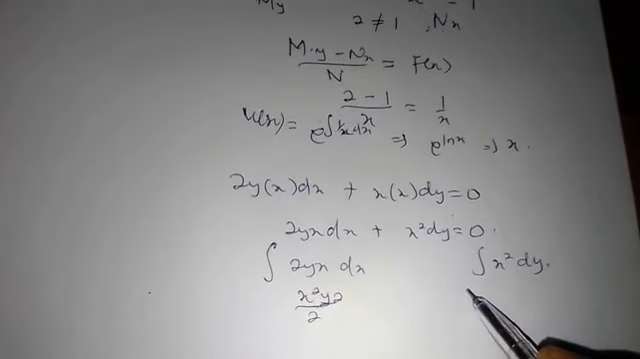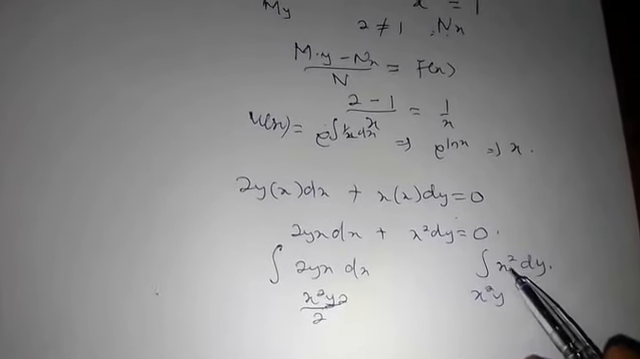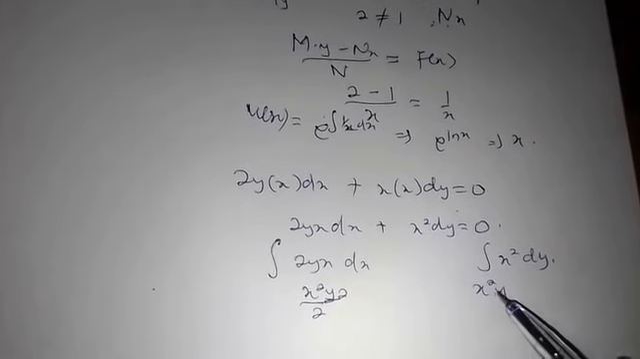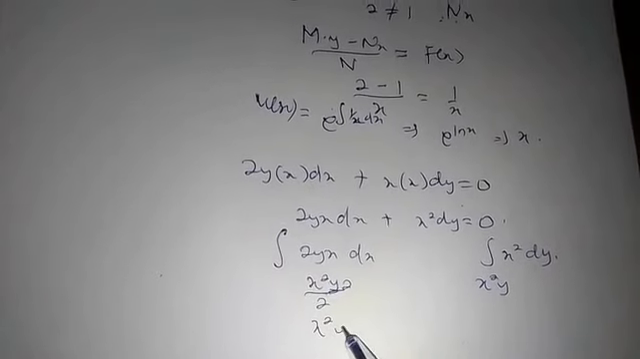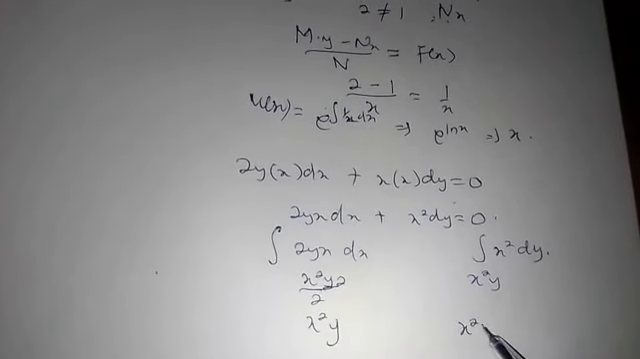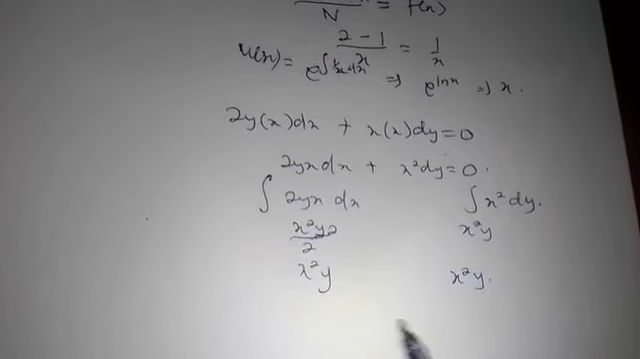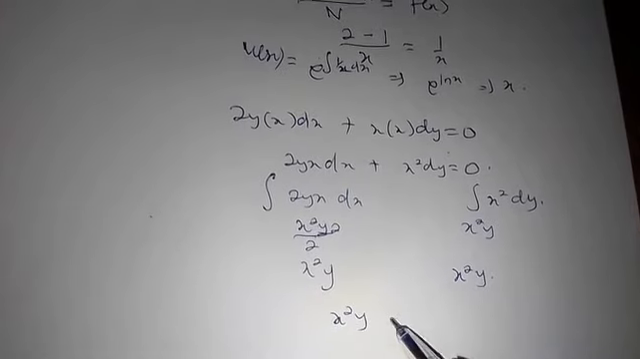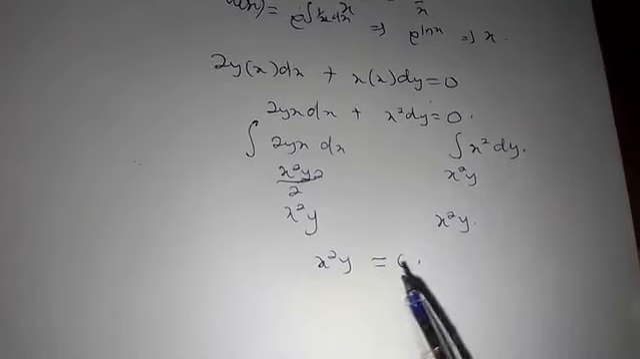Then this place is going to give me x squared y, because I'm having x squared here and I'm integrating with respect to y. So here is going to give me x squared y, and here is also going to give me x squared y. Once I get this, when merging, they are the same, so I just take 1. Therefore I'll get x squared y is equal to c as the general solution for my differential equation.